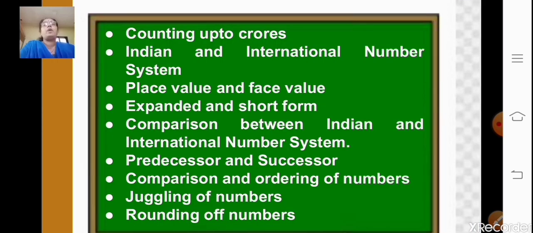Now in chapter 1 we have already learned how to count numbers up to crores, about the Indian and international number system, the face value and place value of a number, how to write the number in expanded and short form, comparison between the Indian and international number system, predecessor and successor of a number, how to compare a number and how to write the numbers in ascending and descending order, jumbling of numbers, as well as rounding of numbers to the nearest 10, 100 and 1000.